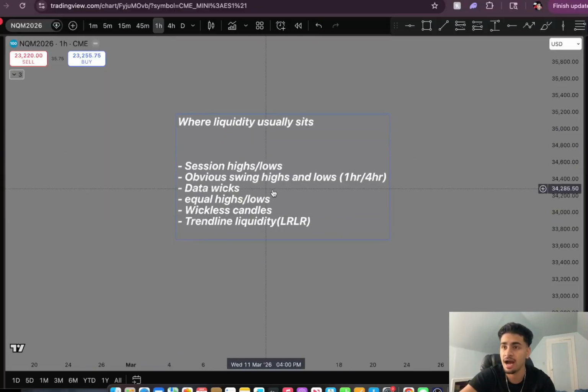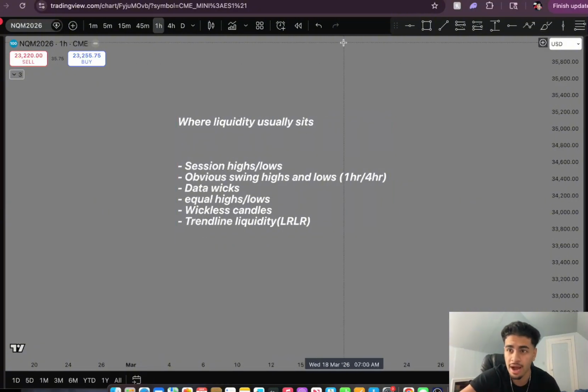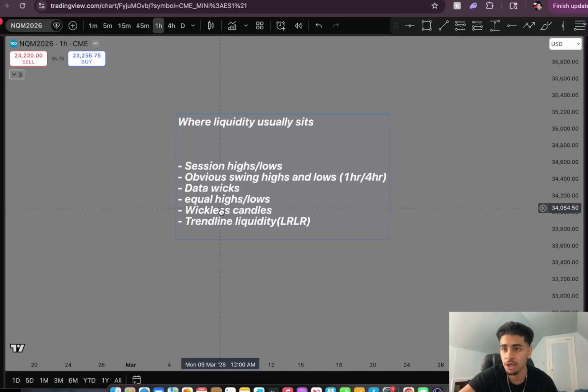So for me, it's session highs or lows, whether it's a London or Asia high or low, PM high or low if I'm trading after 6 p.m. I also look at obvious swing highs and lows. My favorite ones are the hourly or the 4-hour. Another one is a data wick. A data wick is basically like a news candle. A lot of volume kicks in and then we get a crazy wick, and usually price is drawn to that wick. Another one is equal highs and lows.